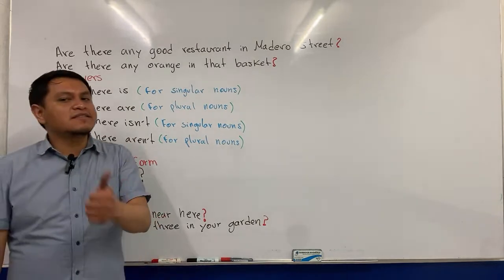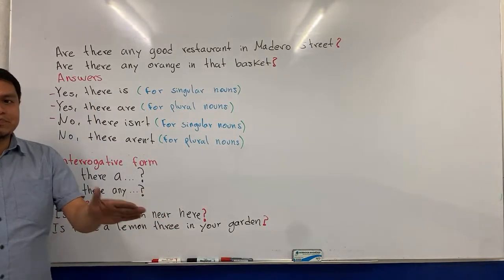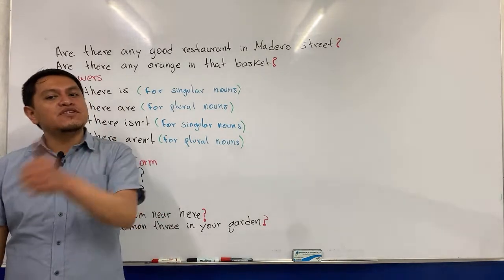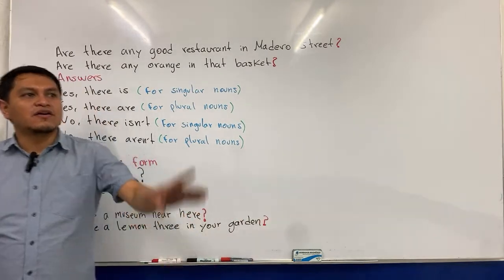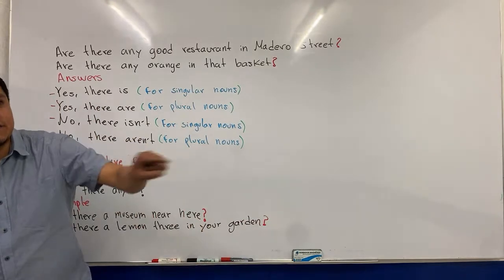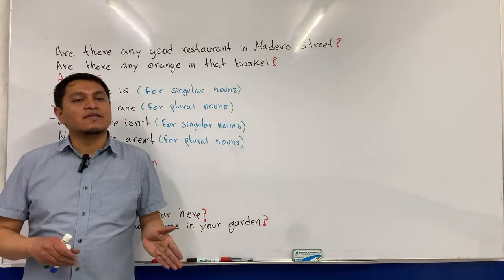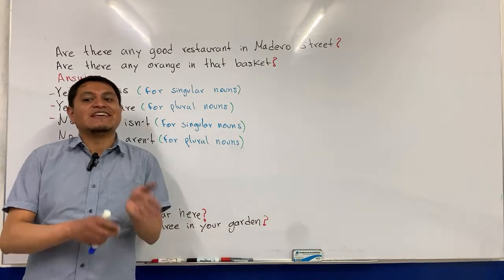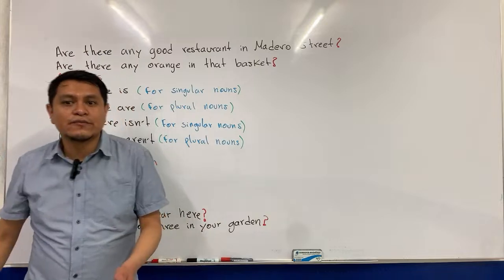Check the answers for the previous questions. Is there a museum near here? Yes, there is. Right there. Justo ahí. No, there isn't. The nearest museum is 10 blocks away from here, right?